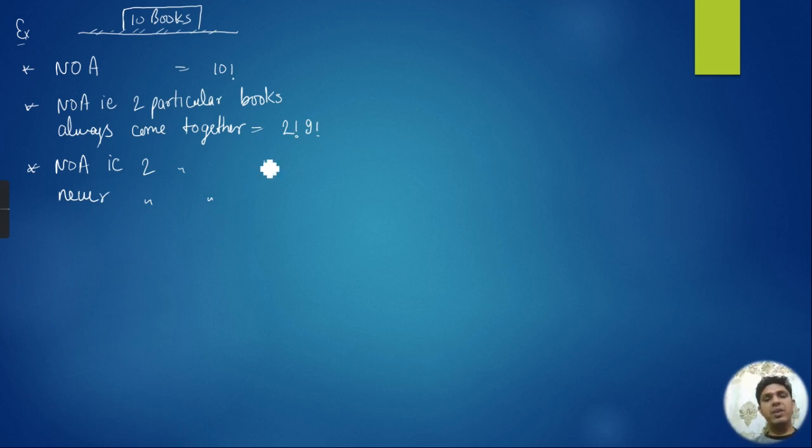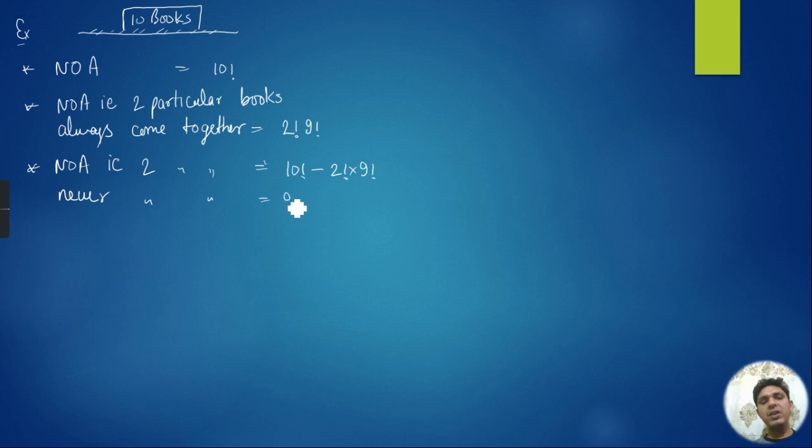Right, two particular books never come together. So students, for this question there is a formula: total number of arrangements minus the number of arrangements in which two particular books are together. If we apply it, the total number of books is factorial 10, minus the number of arrangements in which two particular books are together, so factorial 2 multiplied by factorial 9, right?